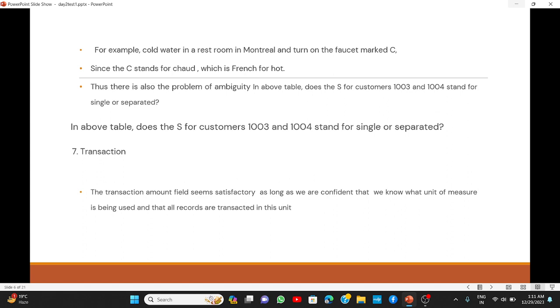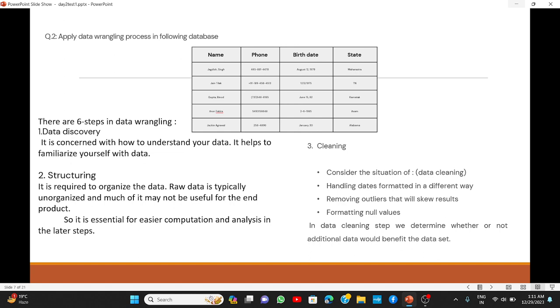7. Transaction. The transaction amount field seems satisfactory as long as we are confident that we know what unit of measure is being used and that all records are transacted in this unit. Question number 2. Apply data wrangling process in following database.